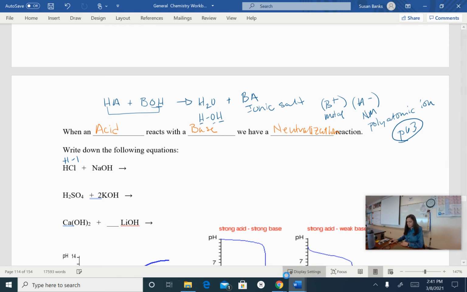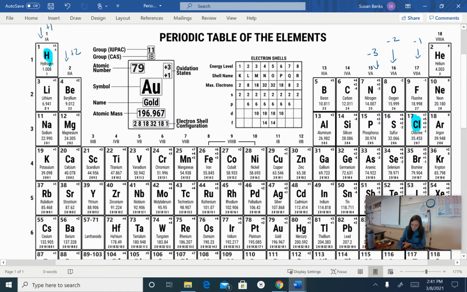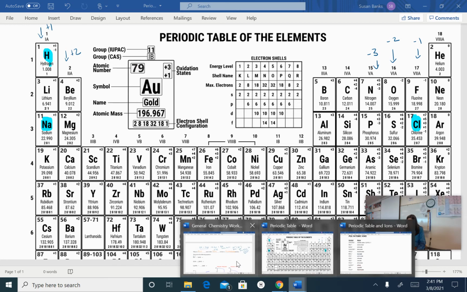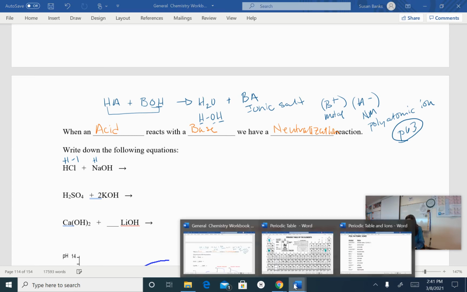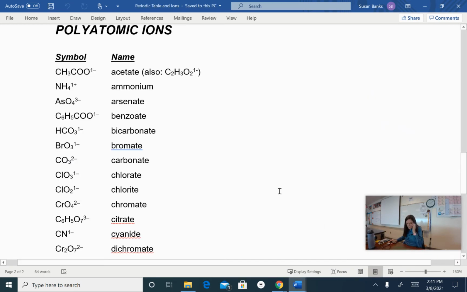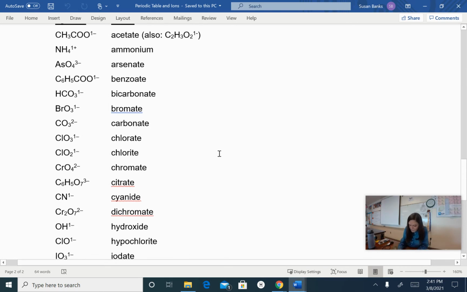Okay? Sodium. Let's look at sodium. Sodium is also in this first column, so it is also a +1. But OH is a polyatomic. So sodium is a +1. Let's look at the OH really quick. Okay, so OH, let's see if we can find OH. OH is right here.